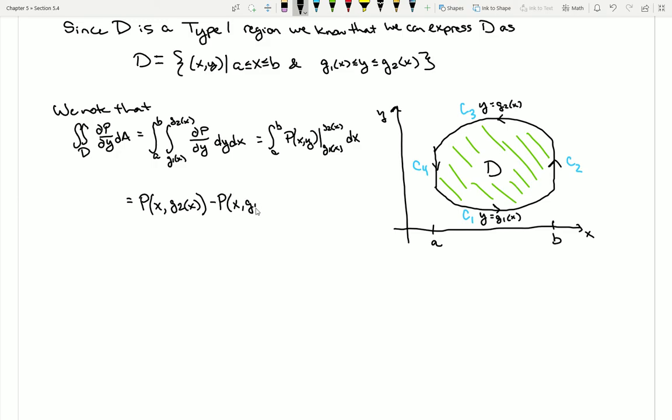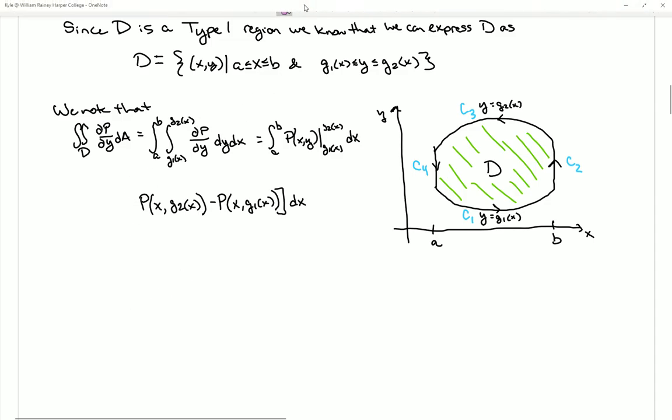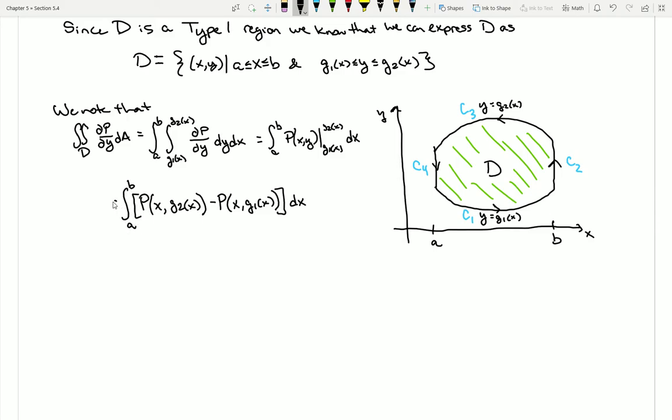My g1 would go in place of my y. And I would have all of this, which now has a dx on it. And I need to move this stuff up here at the front, because I also need to keep my integral on here from a to b.